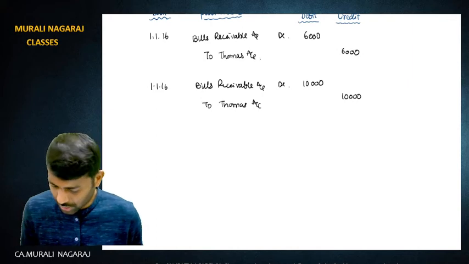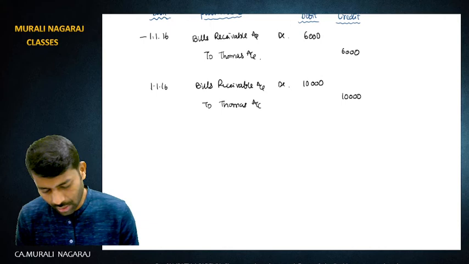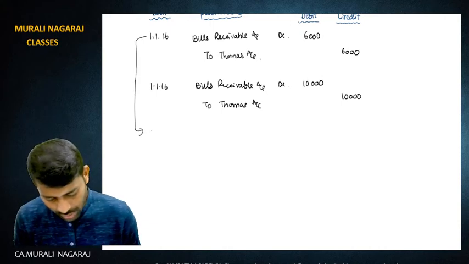Then the next transaction is on the due date. That is the first bill. First bill now on due date, that is on 1/4.